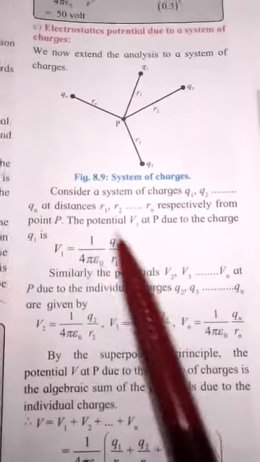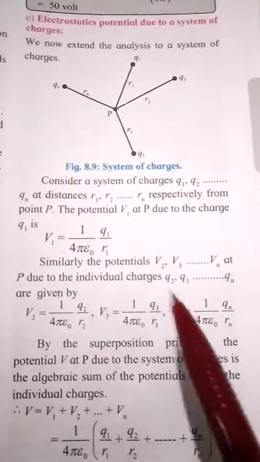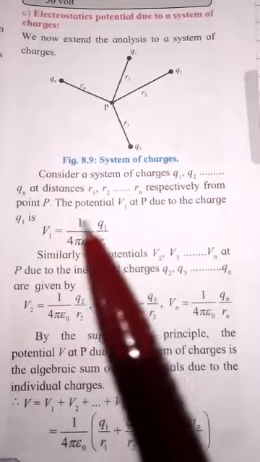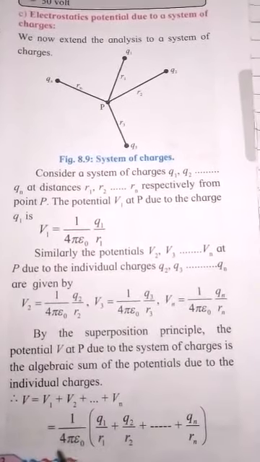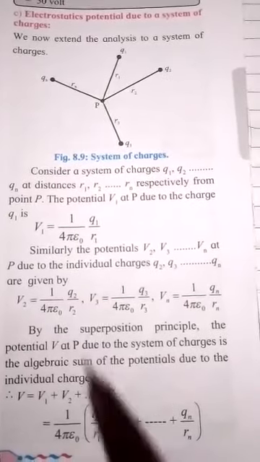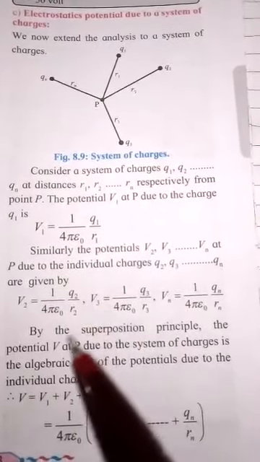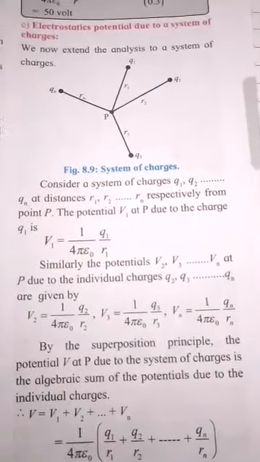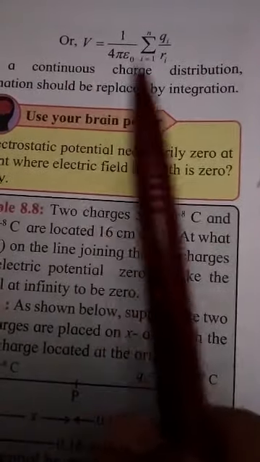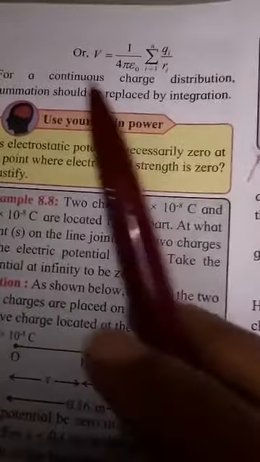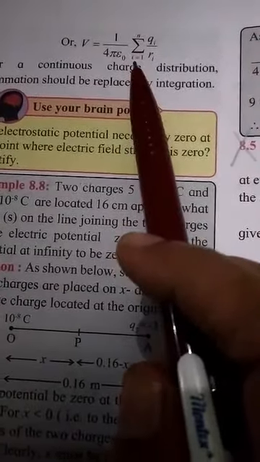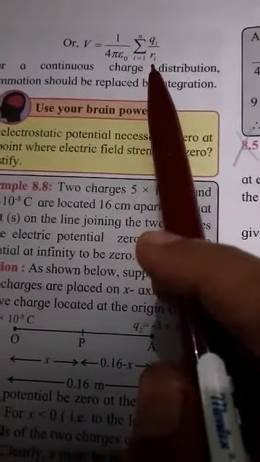Then putting the values of V1, V2, V3 in this equation, we find V is equal to 1 upon 4 pi epsilon naught, in brackets Q1 upon R1 plus Q2 upon R2 plus up to Qn upon Rn. We already know that summation means addition, so we get V is equal to 1 upon 4 pi epsilon naught, summation of i from 1 to n, Qi upon Ri.